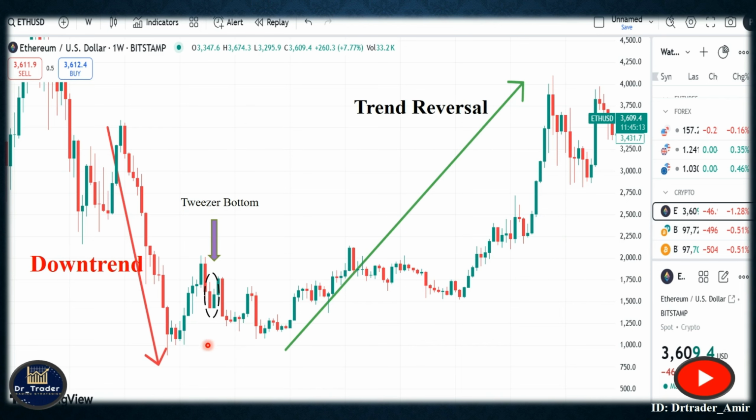And this proves and substantiates how strong the tweezer bottom candlestick pattern can be, and that markets are so sensitive and reactive to this candlestick pattern.